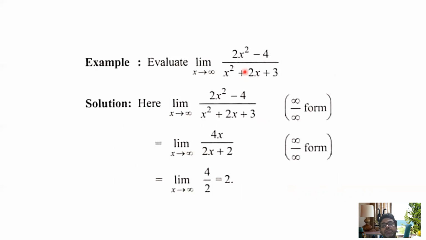Limit x tends to infinity of (2x squared minus 4) by (x squared plus 2x plus 3) gives infinity by infinity. Again you apply L'Hospital rule, that is differentiate this: 4x by 2x plus 2. Again if you put x tends to infinity, it is infinity by infinity form, again differentiate by using L'Hospital rule, that is 4 by 2. If I simplify, then we get 2. So the final result, you have to stop the calculation. This is our limiting value, and the result is 2.